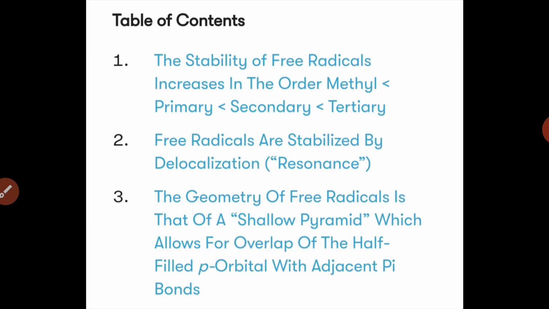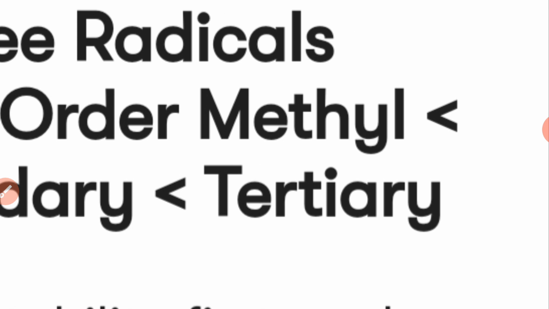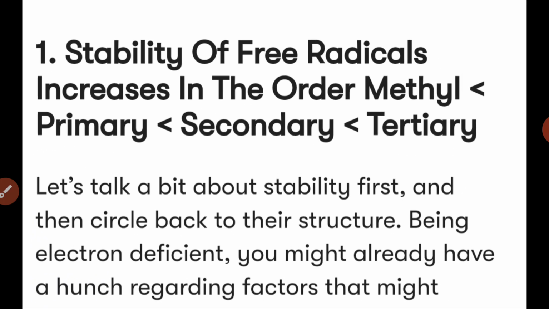This is the table of contents in which I am going to discuss 3 basic factors that affect the stability of free radicals. Stability of free radicals increases in the order: methyl is less than primary free radical, which is less than secondary free radical, which is less than tertiary free radical.